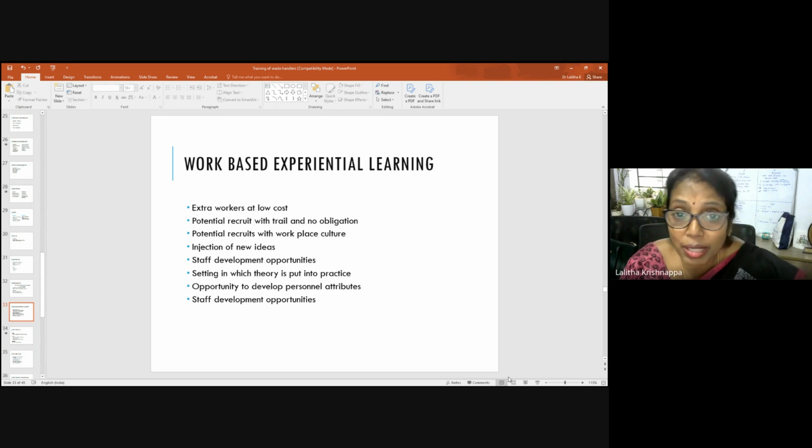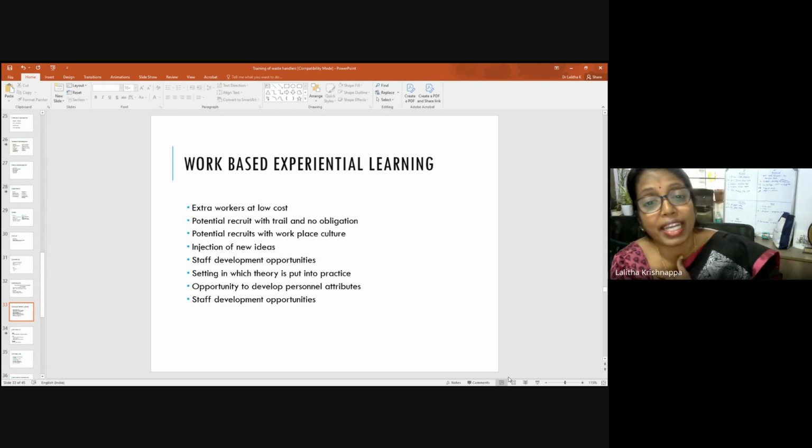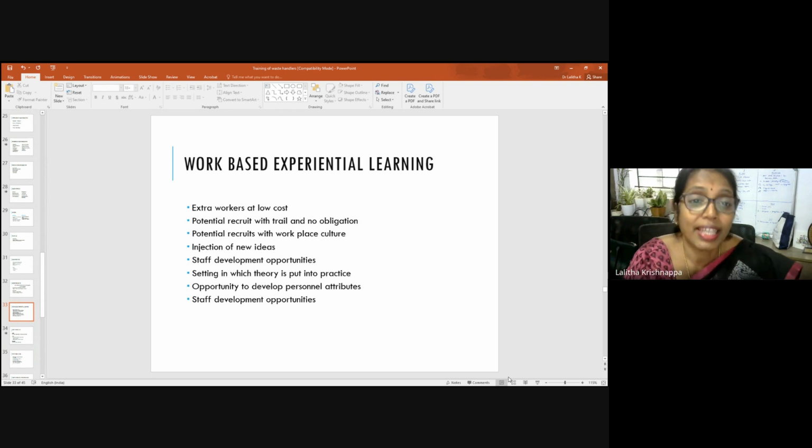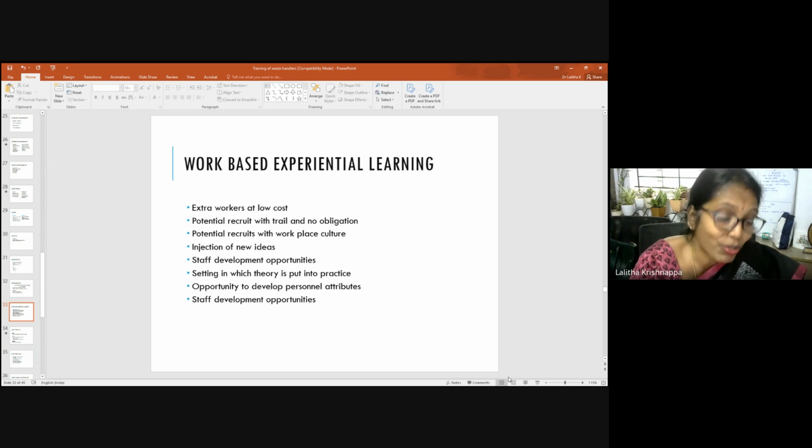The other thing is work-based experiential learning. This is like our trainees. Some of the people are posted as our interns, right? This is basically we get extra workers at low cost, and they are potential recruits with trial and no obligation for you to recruit. If they are not good enough, you can remove them. If they're good enough, you can bring them into your system, and they'll know the workplace culture. You can take them if they're really good, and new ideas can come in, and it is a staff development opportunity.